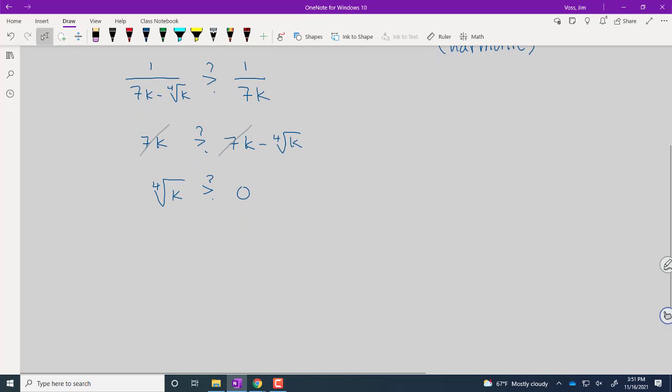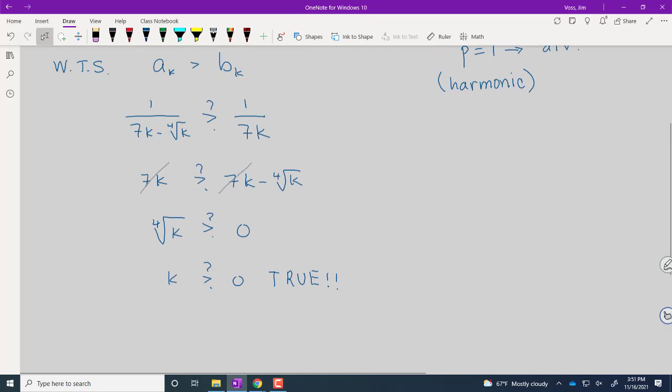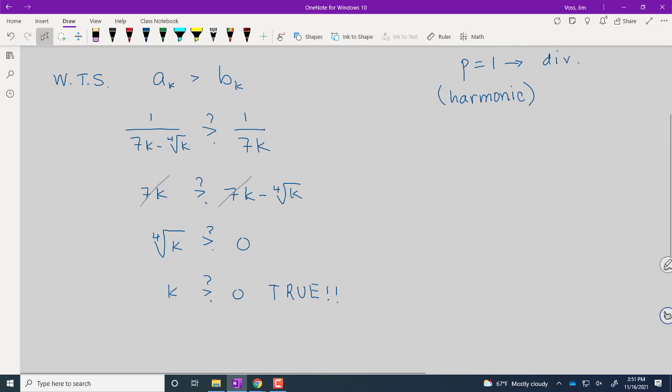Or you could raise both sides to the fourth power if you really want to get down to something that is really obvious by inspection to a fifth grader. A fifth grader that's not on that TV show. Then we could raise both sides to the fourth power. So this is true. And so that implies that we have divergence by direct comparison test.